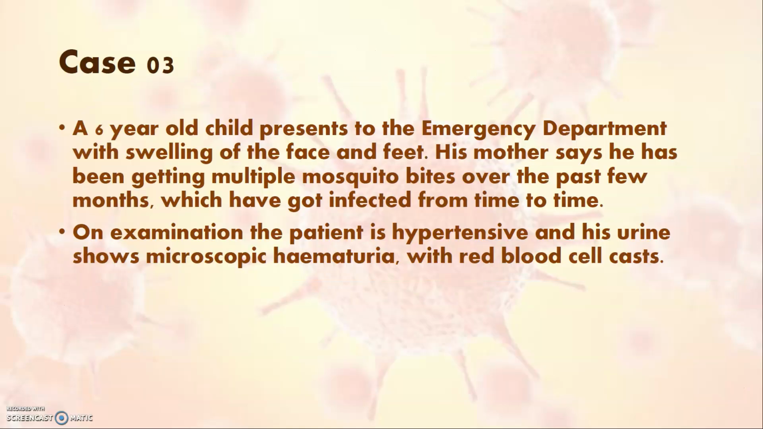Here's a 6-year-old child with swelling of the face and feet. He'd been getting multiple mosquito bites over the past few months, which have got infected from time to time. On examination, the patient is hypertensive and his urine shows microscopic hematuria and red blood cell counts. Again, pause the video and see if you can work this one out.